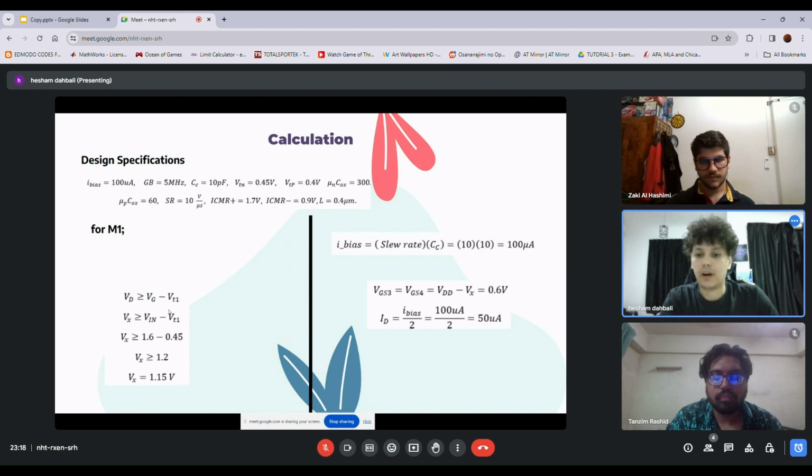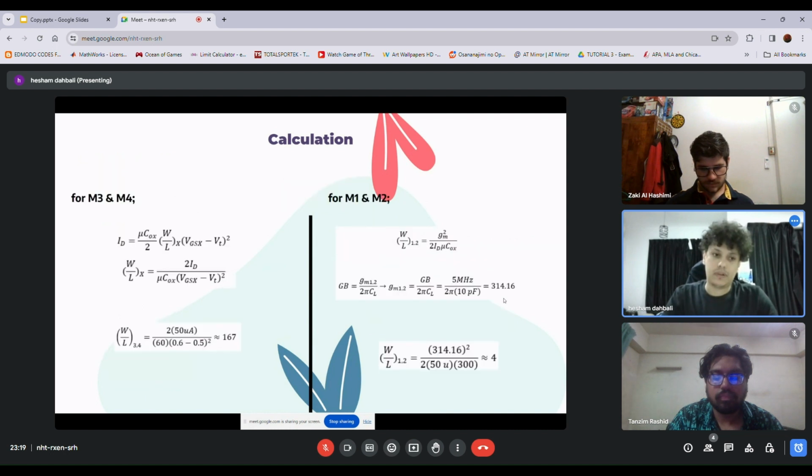So after that, we calculated the ID, because ID is going to split between the two branches of the differential amplifier. We found it to be 50 microamps. And then also we have VGS3 equals VGS4, because they're both mirrored, and equals VDD minus Vx, which is 0.6 volts. Okay. This one represents the calculation for the W over L ratio.